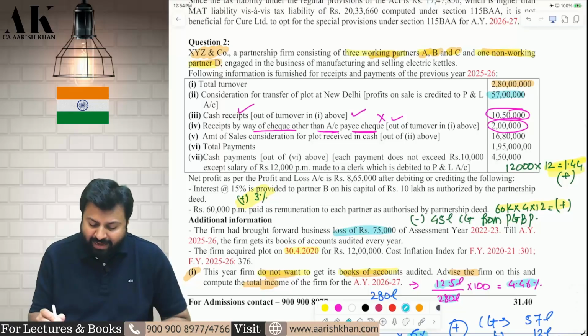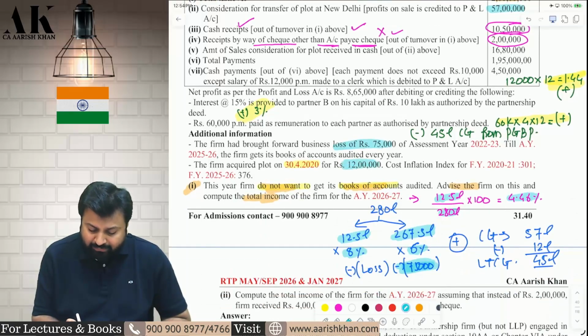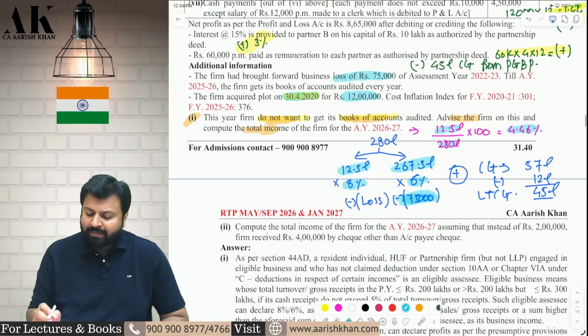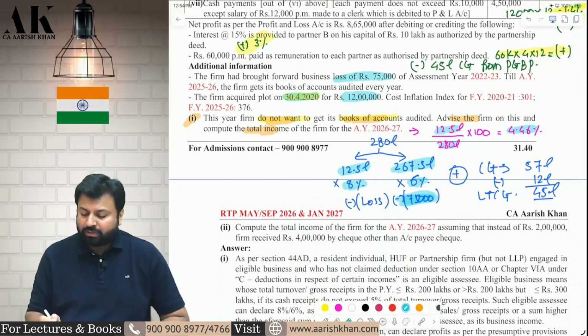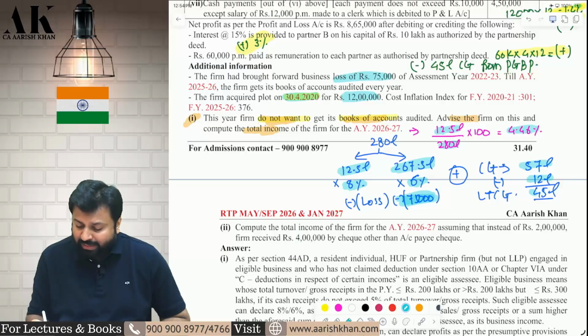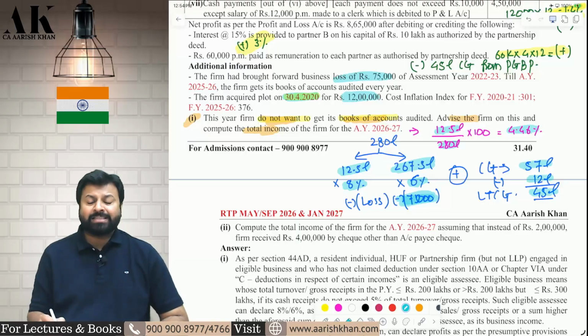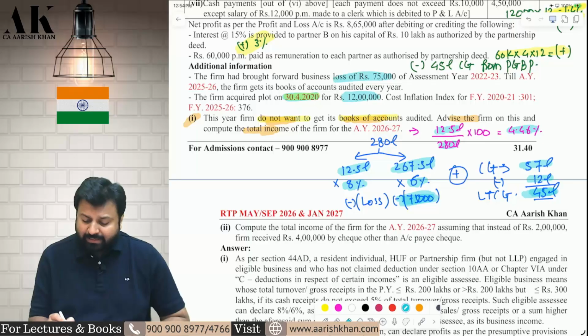57 lakh is the sale of land, and 12 lakh is the cost of acquisition, which was purchased 5 years back. Indexation is not available after 23rd July 2024. Therefore, 57 lakhs minus 12 lakhs, 45 lakhs will be your capital gains, and this is your PGBP income.